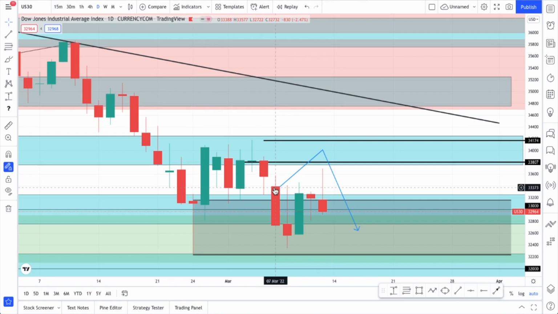There isn't any clear setup, but for trades to the downside, I would want prices to first reach here to look for potential confirmation for prices to go down. That's if we're in a risk off sentiment.